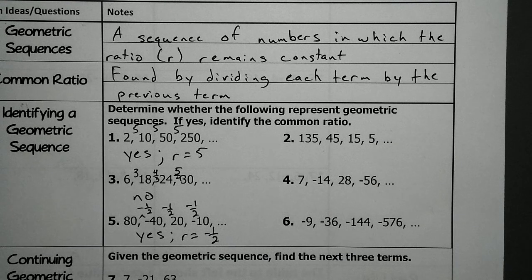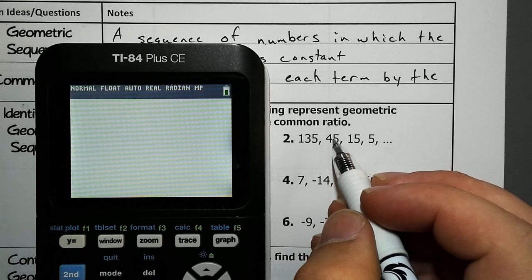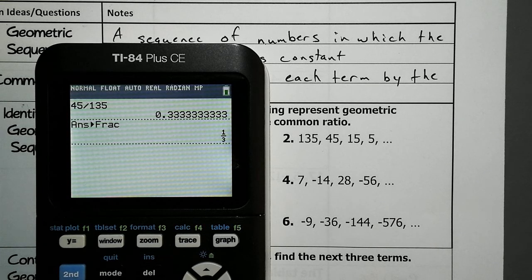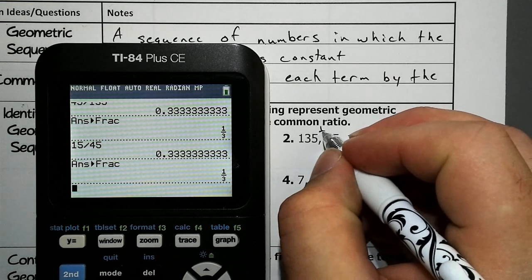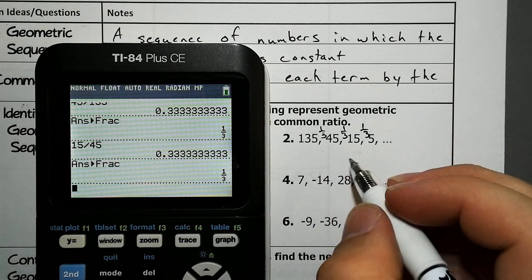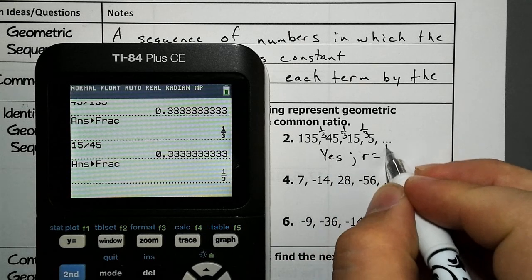Okay, so on these, I'm going to just have my calculator right here, just show you each time. Let's take this term and divide it by the one before it. So 45 divided by 135 is 0.3 repeating, or 1/3. And 15, now we're going to divide it by the 45. Once again, we get 1/3. And 5 divided by 15 is also 1/3. So this is a yes, and the common ratio is 1/3.